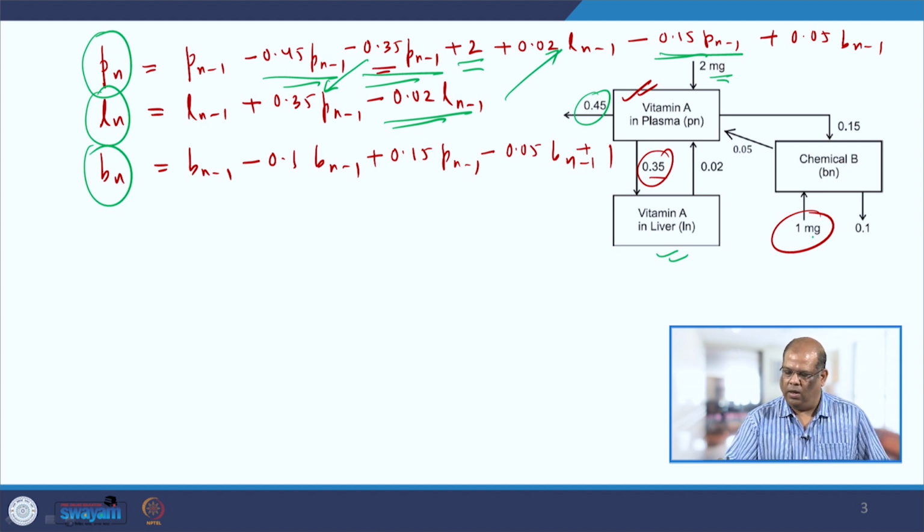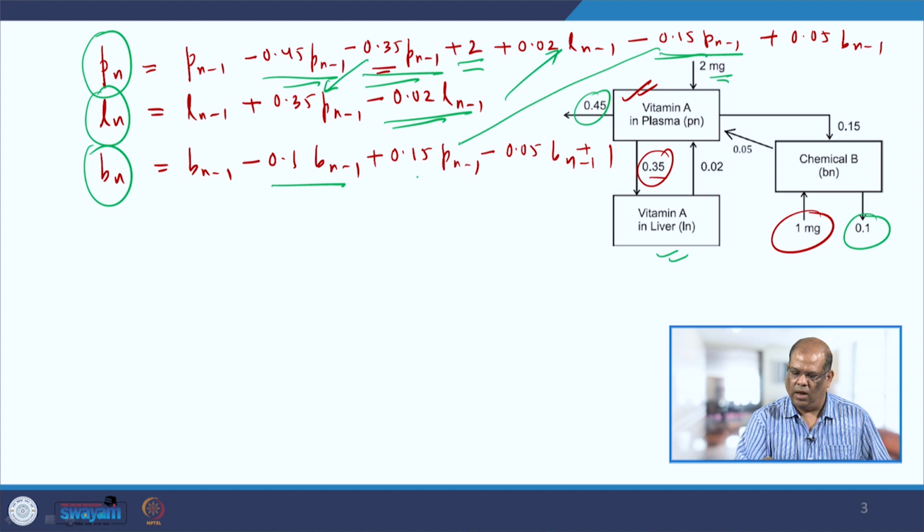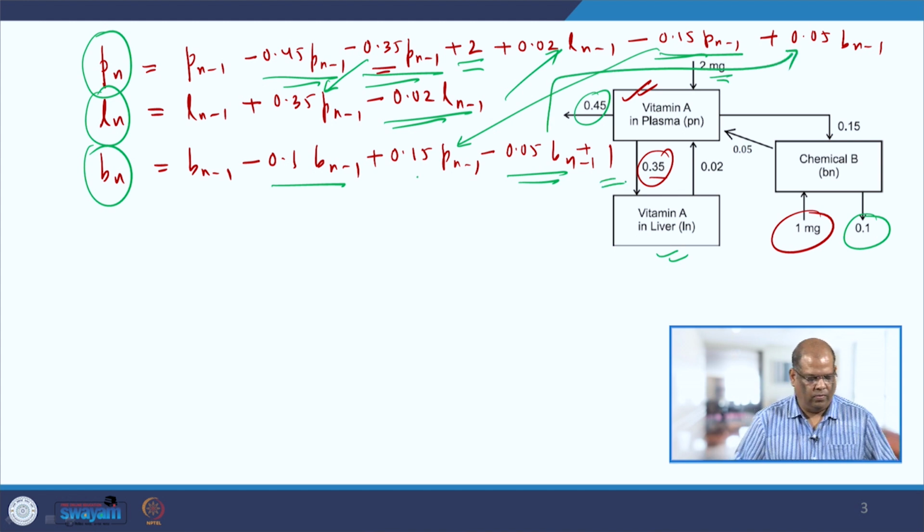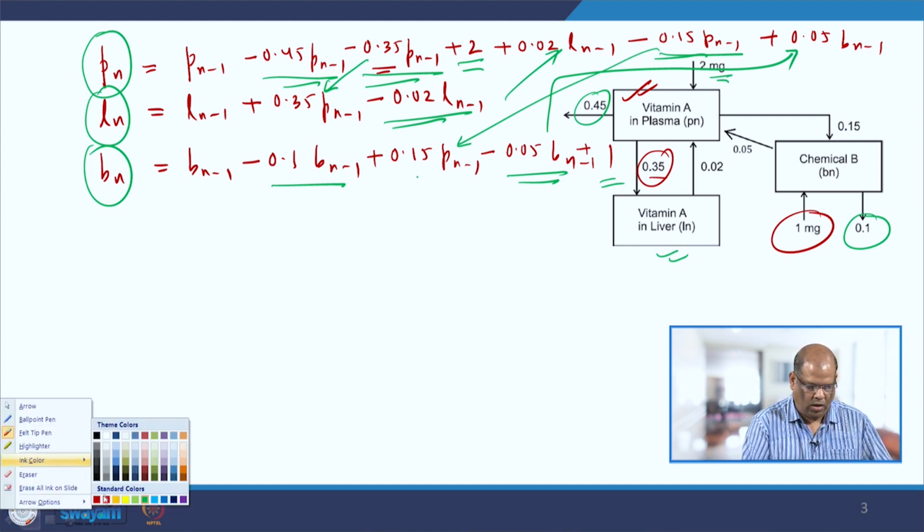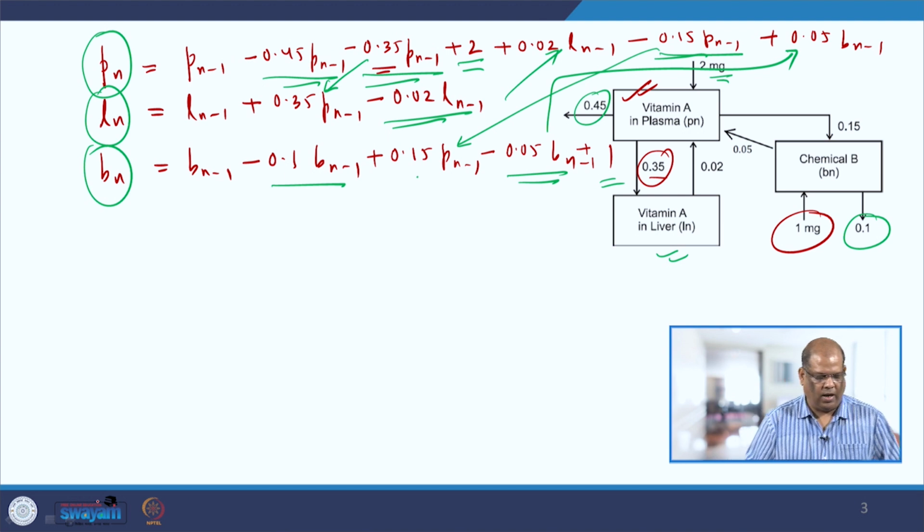In the chemical B, 0.1 is filtered by the kidney, so here it's 0.1. Then from vitamin A in plasma it is adding to chemical B, so plus. This is minus and it came here, so plus. Then from the chemical B, 0.05 is going to vitamin A in plasma, so this is going and it is being added here, and plus 1 is the constant input. So once you get this, then we have to look into the equilibrium solution and the stability analysis.